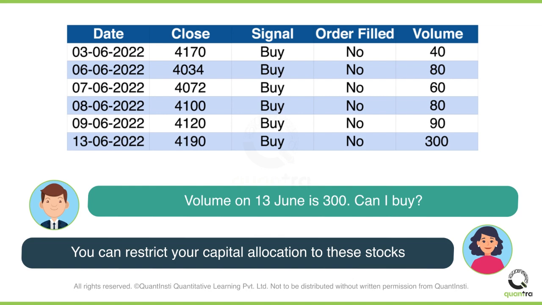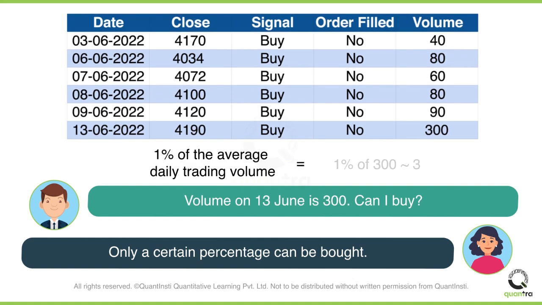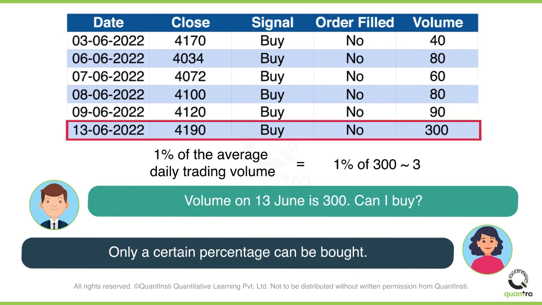What do you think? Is buying 300 shares correct? That again won't be a correct assumption to build in your backtesting. If you buy all the volumes which were traded, that would have a very negative impact on the purchase price. There are other players also trading in that stock. To backtest correctly, you should assume that only a certain percentage of the volume you will be able to trade. For example, you can assume that only 1% of the volume traded is available to you. The total volume on the 13th of June is 300. In your backtest, you should buy only 3 shares of that stock.